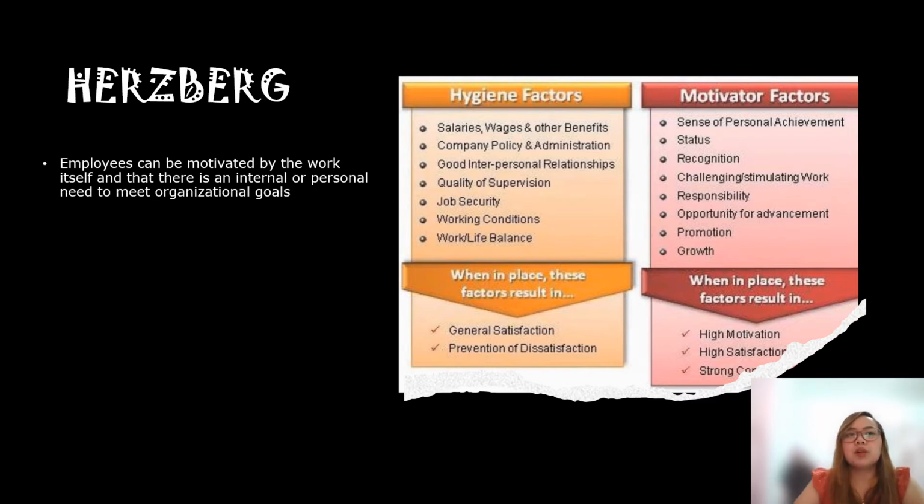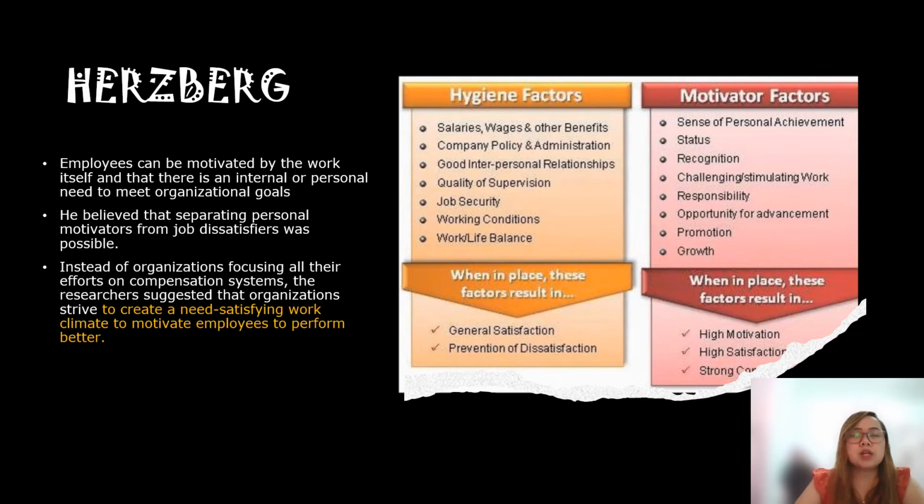For him, employees can be motivated by work itself, and there is an internal or personal need to meet organizational goals. He believed that separating personal motivators from job dissatisfiers was possible. Instead of organizations focusing all their efforts on compensation systems, the researchers suggested that organizations strive to create a need-satisfying work climate to motivate employees to perform better. So the reward system must meet both hygiene factors and motivator factors.